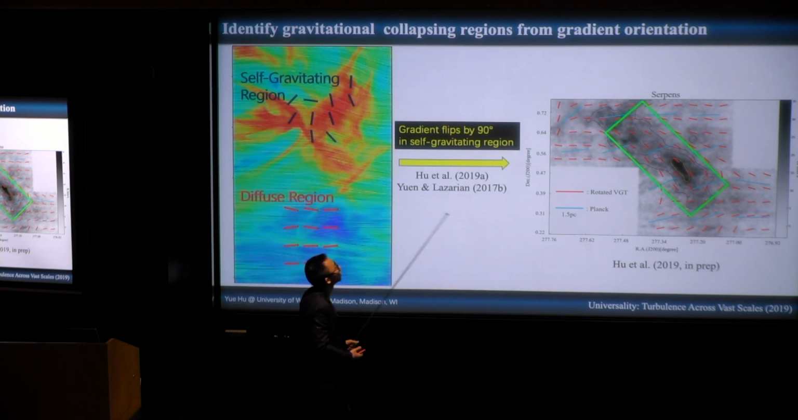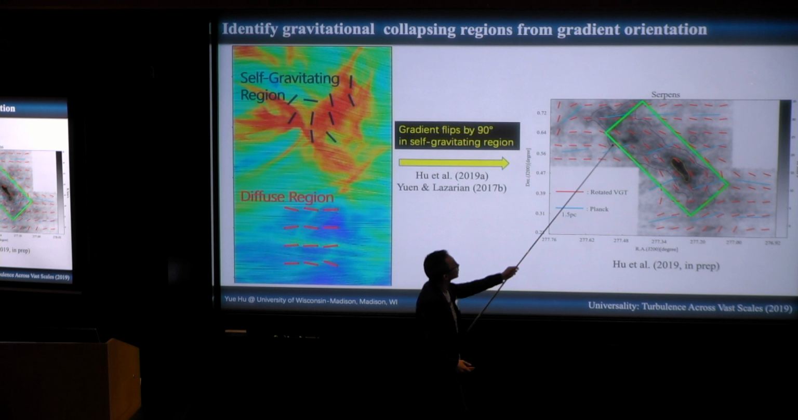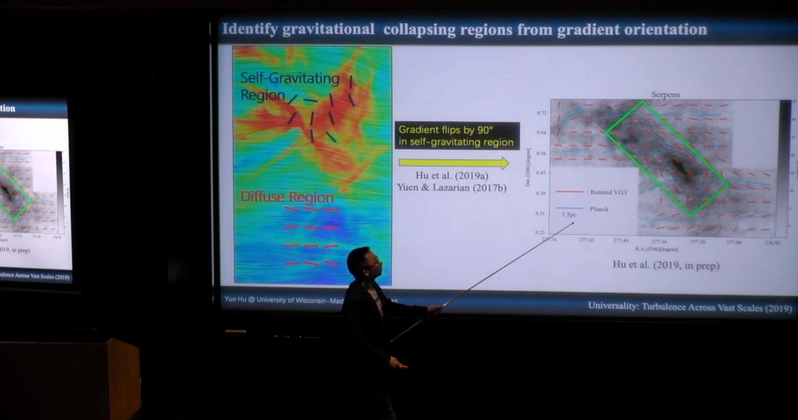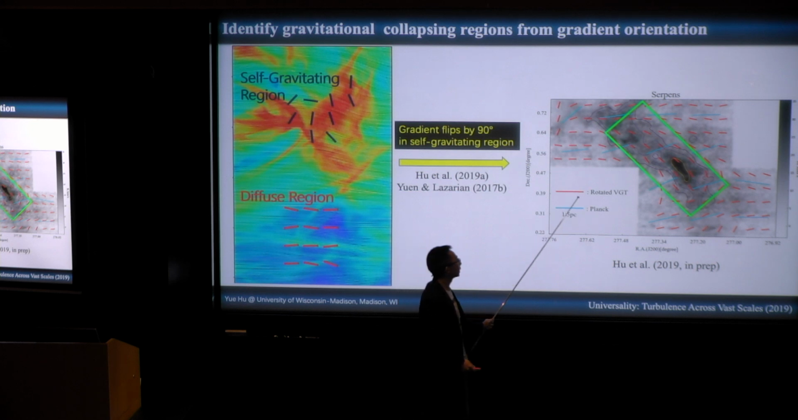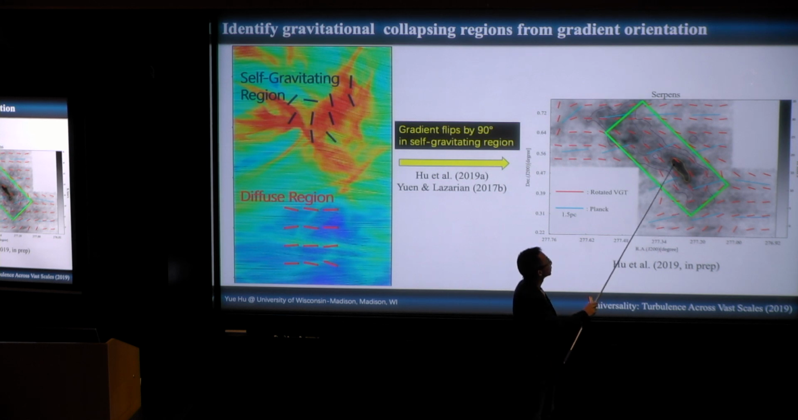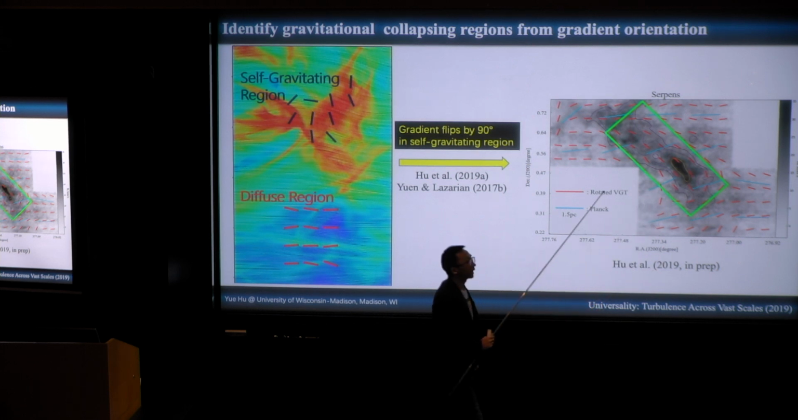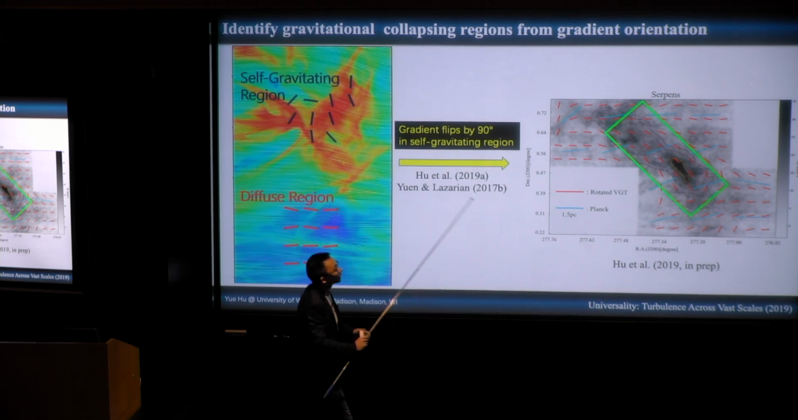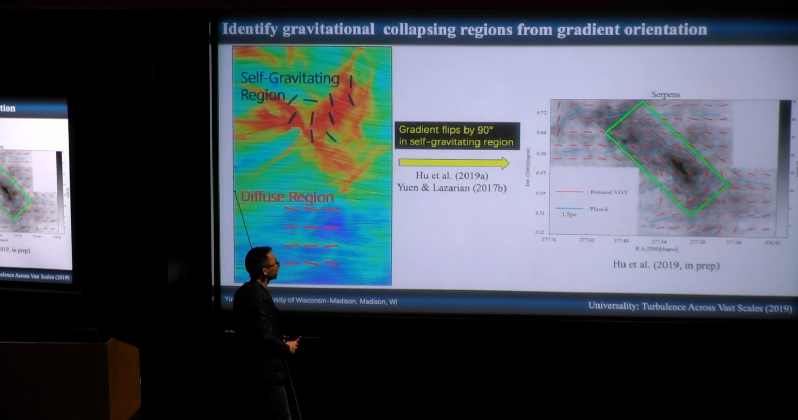And here is one example from the Serpens molecular cloud. The blue vector is the magnetic field from Planck, and the red vector is the magnetic field from the VGT. And we see that at the densest part of this molecular cloud, the gradients turn perpendicular to the magnetic field. We therefore expect that region is under gravitational collapse.